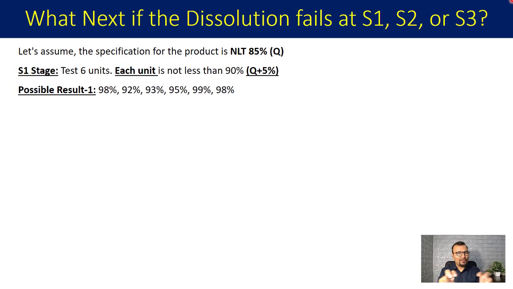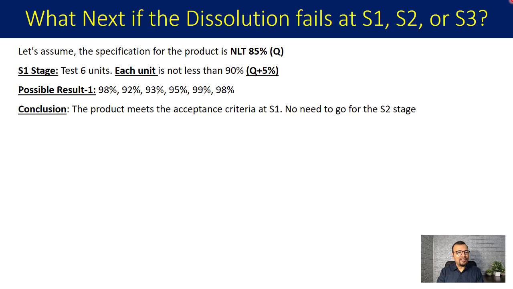This is situation 1, where all our 6 units have a result greater than Q plus 5%, and the conclusion is that there is no need to go for S2 stage. You can release the product as far as dissolution is concerned at S1 stage. But what is possibility number 2? Now you have got one unit less than Q plus 5%, which is highlighted in red color, 78%.